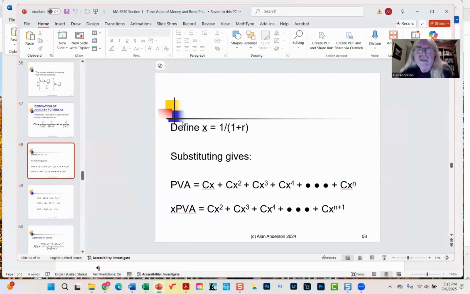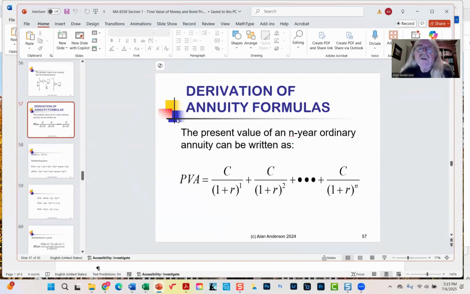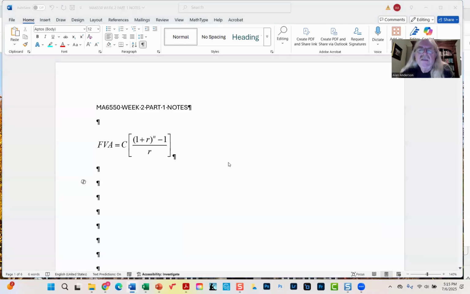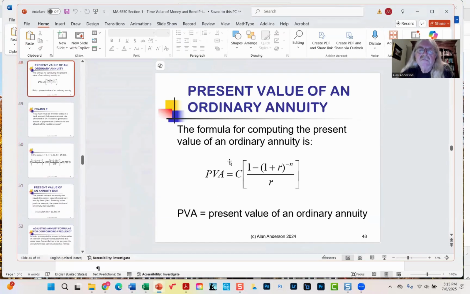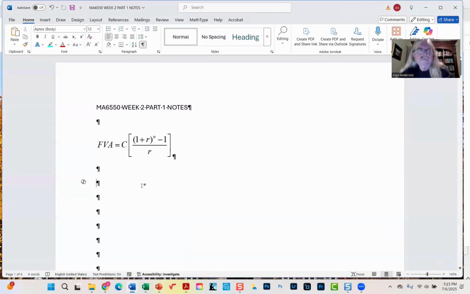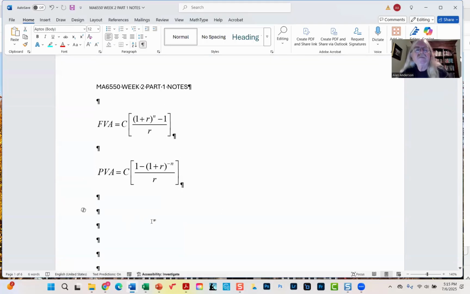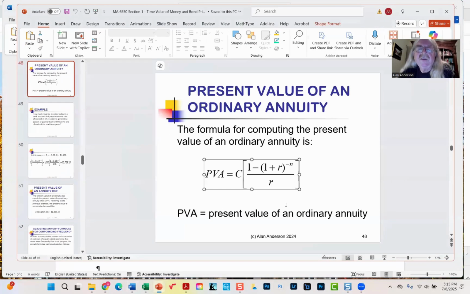Okay, here we go. The present value of an annuity. Hold on one second. All right. Again, we want to derive these just to see where they come from. So let's start with the present value of an annuity.